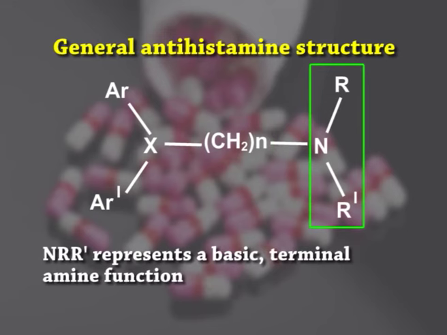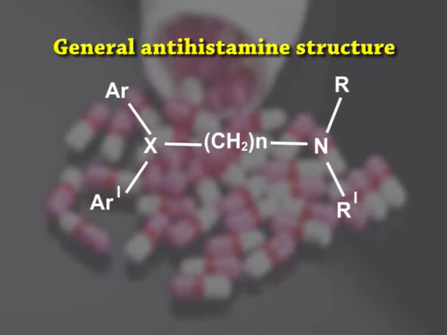As you can see, the general structure of antihistamines contains various groups at various positions. Let's see about the structural development of the active moieties of this class by studying the effect of different groups at different positions at this structure.